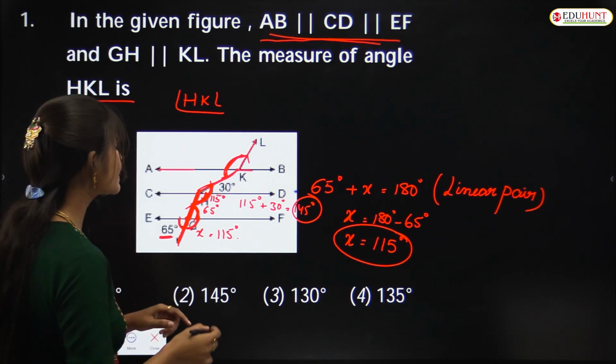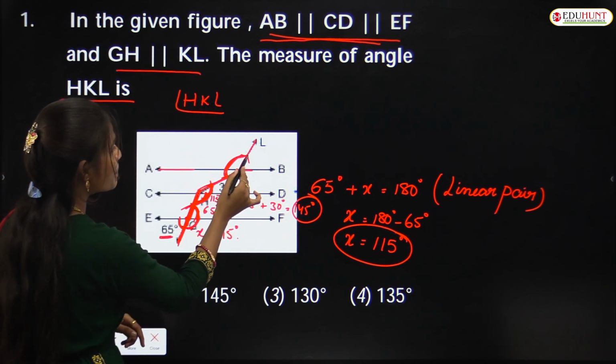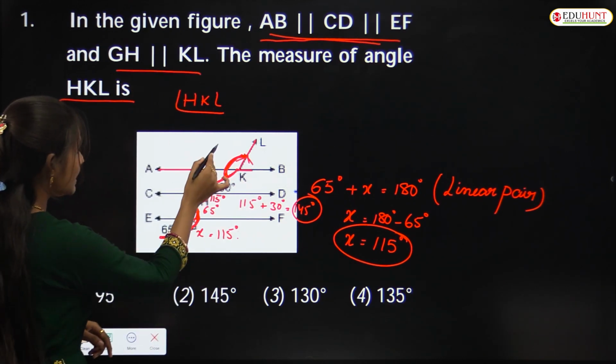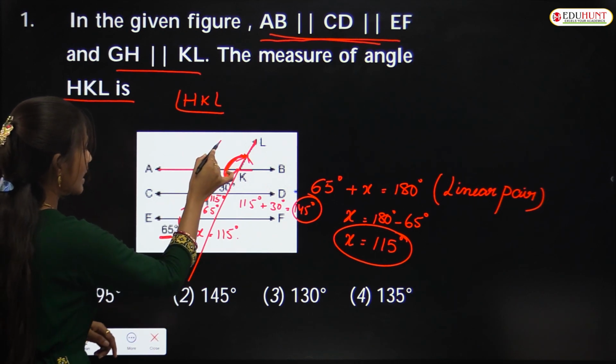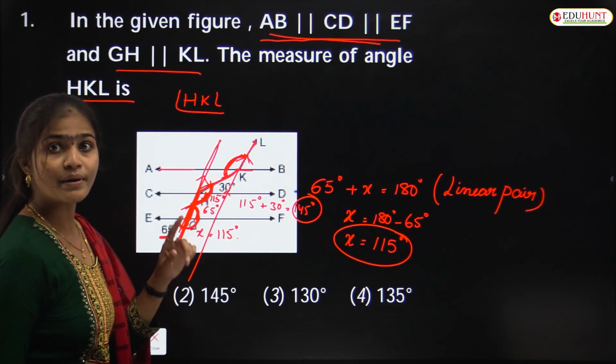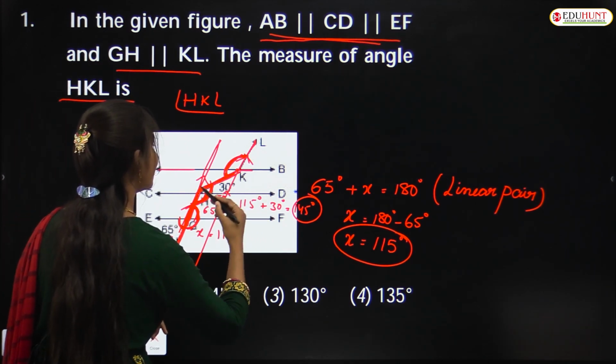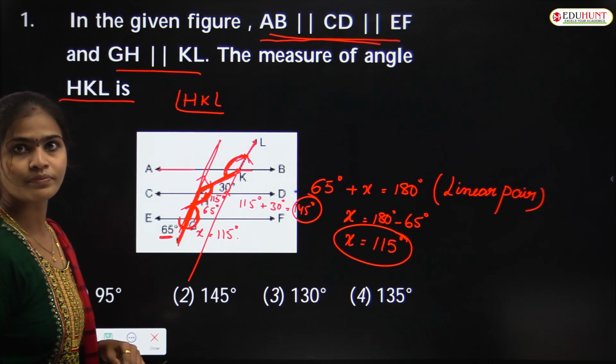Now which one are they asking? Here they are saying that GH is parallel to KL. GH, if you extend these two lines, then we can draw like this. These two lines are parallel. By observing the figure, we can say that this is a transversal. HK is a transversal.